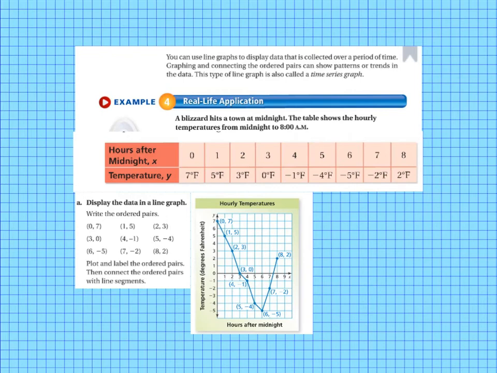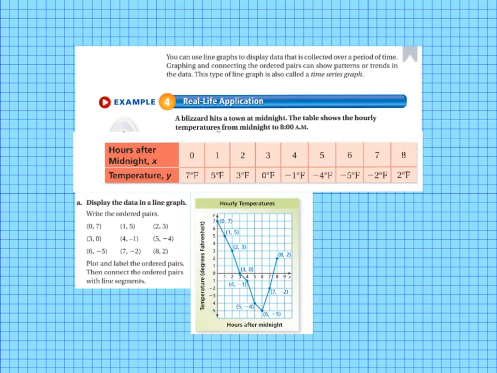And example 4, let's read the little paragraph before that. It says you can use line graphs to display data that is collected over a period of time. Graphing and connecting the ordered pairs can show patterns or trends in the data. This type of line graph is also called a time series graph.